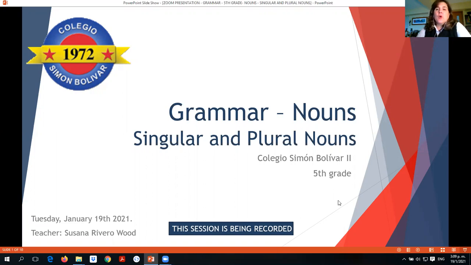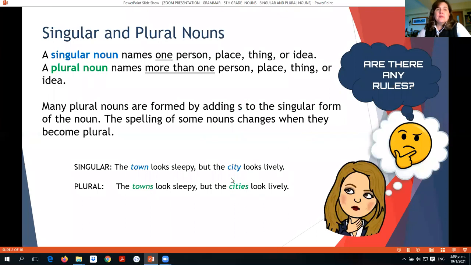Today we're going to be studying singular and plural nouns. This is something you have already studied in the past when you were in 4th grade, and it should be very easy for you to understand, okay? So a singular noun names one person, place, thing, or idea. A plural noun names more than one person, place, thing, or idea. Many plural nouns are formed by adding only a letter S at the end of the singular form.